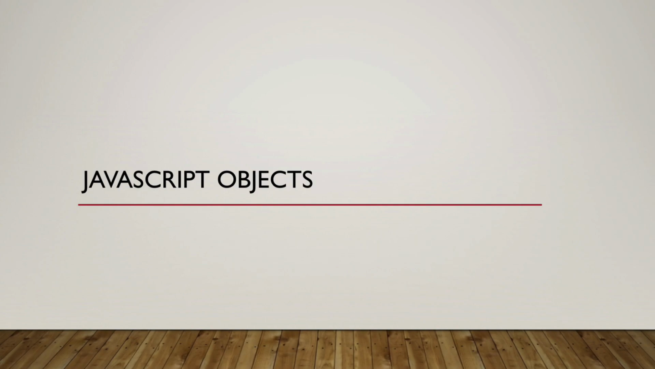Now that we have a handle on the basic primitive data types that are available in JavaScript, we want to take a look at some of the more advanced ways we can store data. And the first of these is the generic type of an object. Now you may have run into objects in other programming languages.